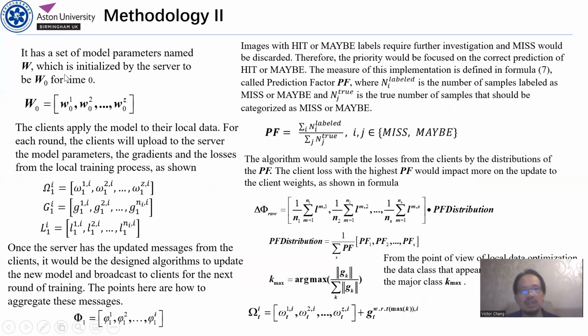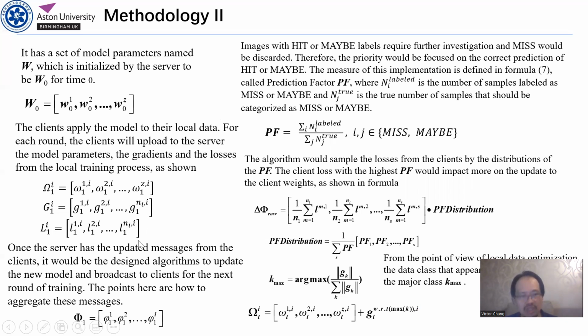First of all, the models we have should have parameters, which we call W. The server initializes with W0 at time 0, and then synchronously keeps going through rounds 1, 2, and so on towards the end. The client applies the model on the local data. For each round, the clients upload to the server the model parameters, the gradients, the losses, and the local training processes. So omega shows the different parameters, G the gradients, and L the losses.